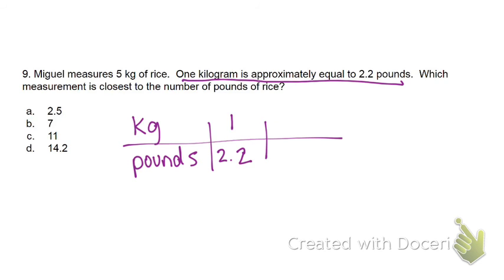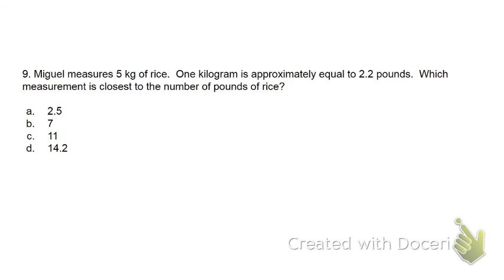Okay, and you have 5 kilograms, so you're just going to multiply. 1 times 5 is 5. 2.2 times 5 gives me 11 pounds. Okay, just a straightforward ratio table anytime that you are converting from one measurement to another. All right, one more problem.